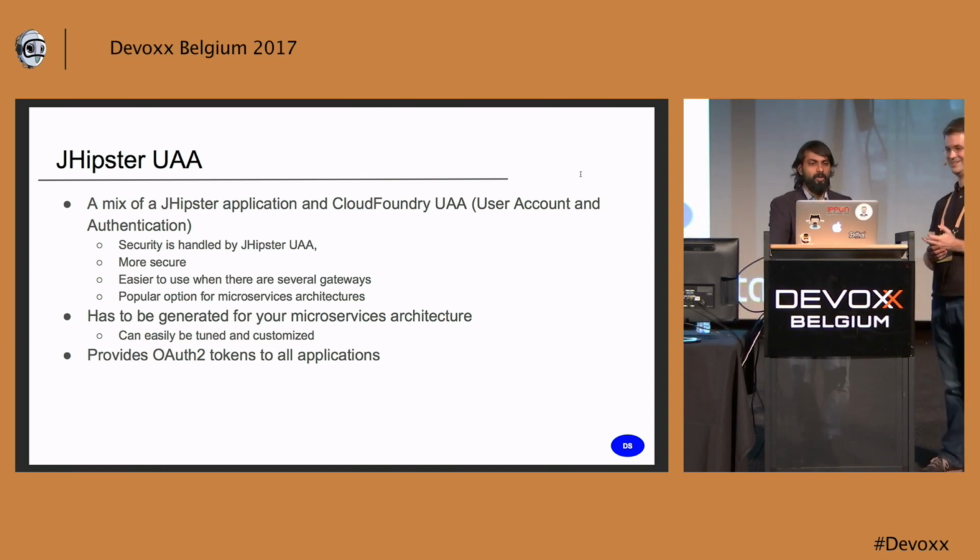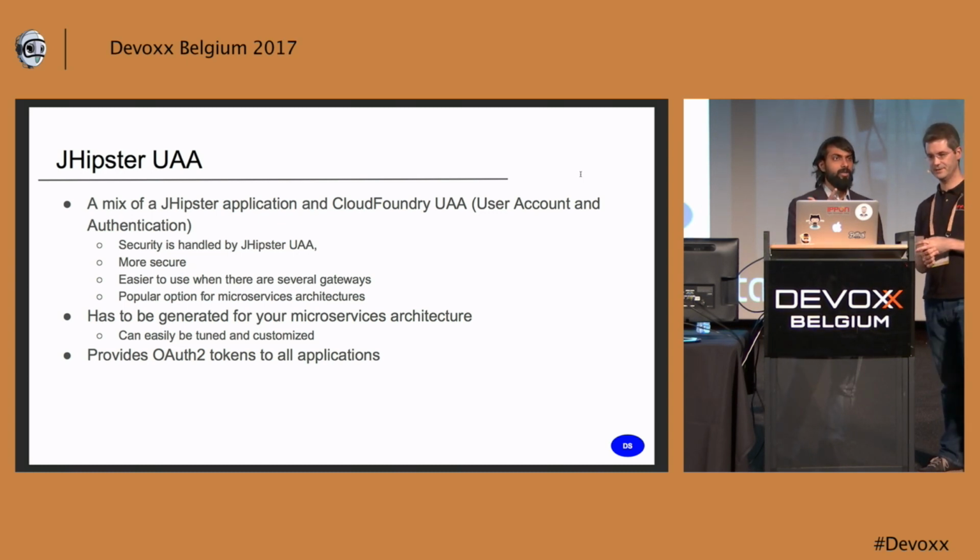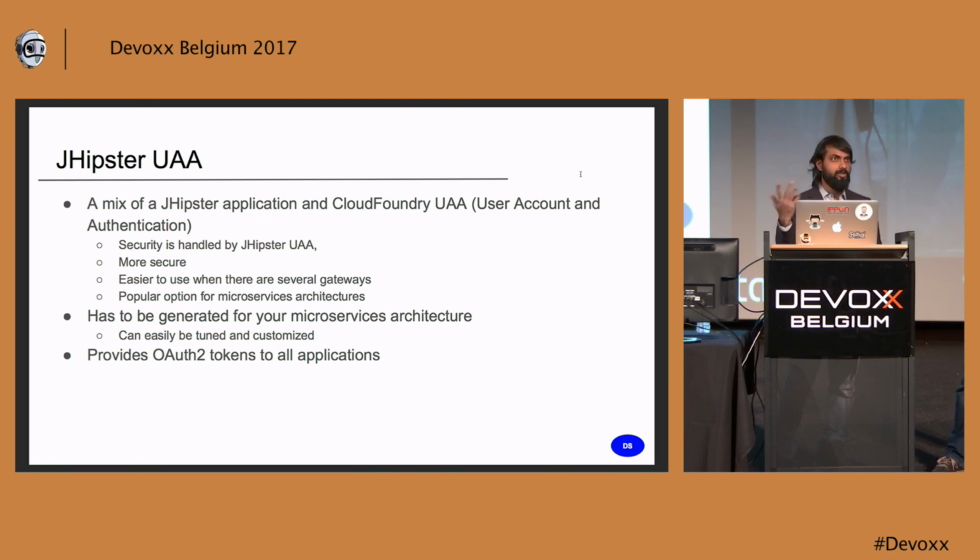Another option we provide is our own UAA server, a user authentication and authorization server. It is again a JHipster application which you can generate along. When you run JHipster, you have the option to generate a gateway, microservice, and a UAA. Once you generate this, it provides a Cloud Foundry UAA application for you. It handles security and is much more secure than the JWT option. It also works with JWT for the microservice itself.